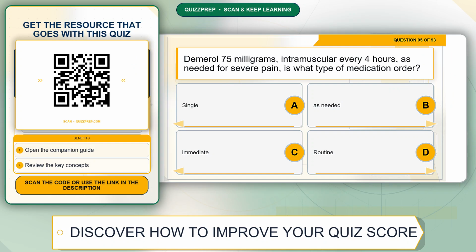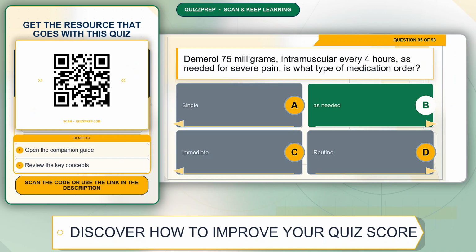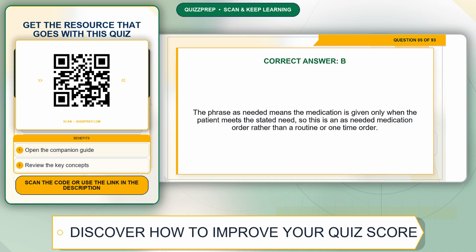Question 5. Demerol 75 mg, intramuscular every 4 hours, as needed for severe pain, is what type of medication order? Option A, single. Option B, as needed. Option C, immediate. Option D, routine. The correct answer is option B, as needed. Explanation: the phrase as needed means the medication is given only when the patient meets the stated need, so this is an as needed medication order rather than a routine or one-time order.